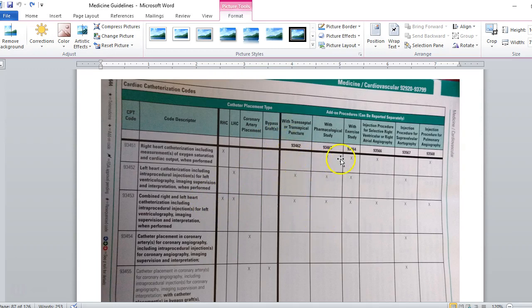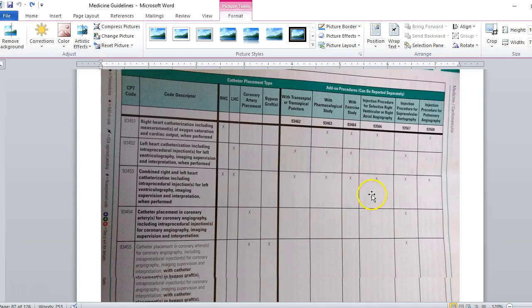And then you can see what add-on procedures can be used, and when we can add in a coronary artery replacement or a bypass graft if the patient has that. So this is absolutely great. And if this is one of the areas of medicine you're going to be working in, this is definitely a table that you might just want to photocopy so that you have it easily available to you.